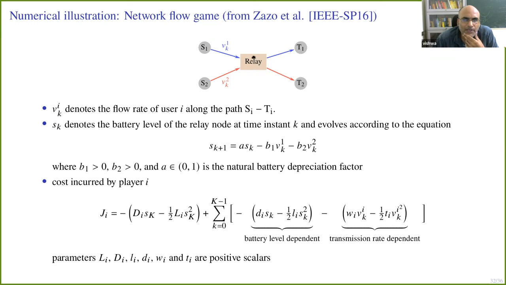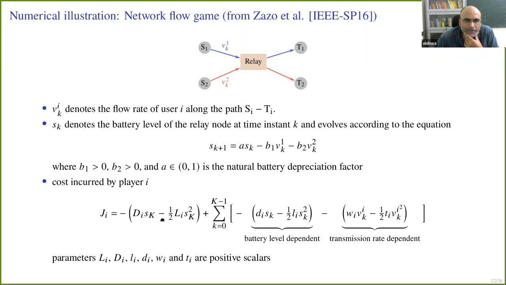Since both the players use this relay, the battery level of the relay node at time k evolves according to the following difference equation. The battery gets depleted if it's used more. If the transmission rate is more, the battery gets depleted fast. And of course, the battery has a natural depreciation factor. So this is the evolution of the battery level in the relay node.